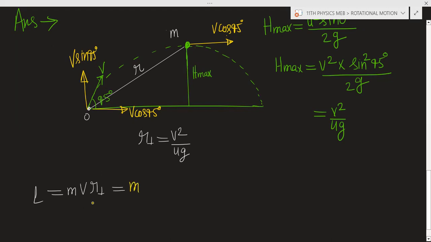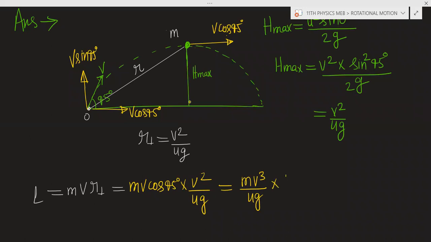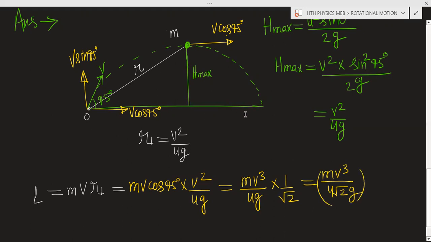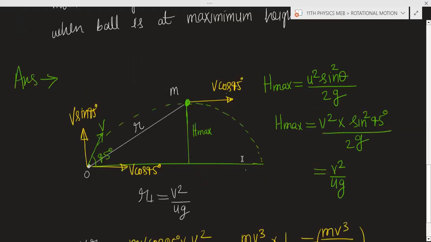So instead of this v, we will take v cos 45. So m into v cos 45, because v cos 45 is perpendicular to h max, multiplied by h max, that is v square by 4g. Now we can solve it easily. So it will be m v cube divided by 4g and multiplied by cos 45, that is 1 by root 2. So it will become m v cube divided by 4 root 2 g. This will be the final answer.